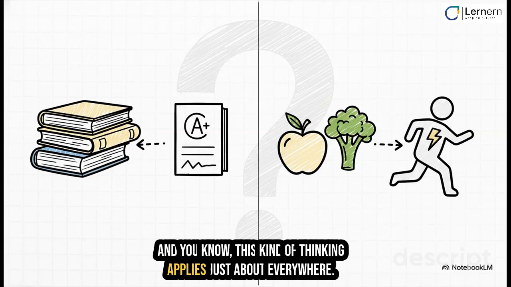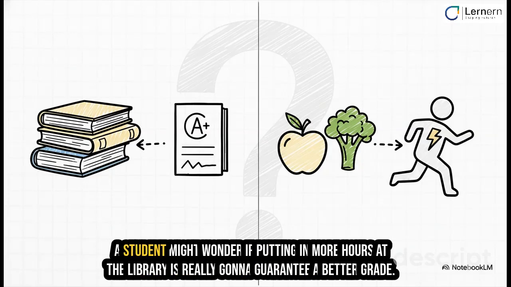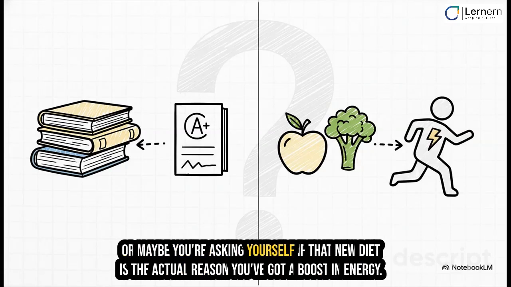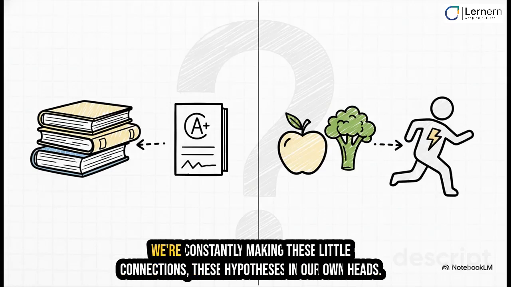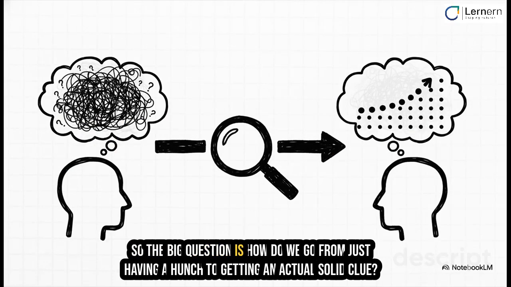This kind of thinking applies just about everywhere. A student might wonder if putting in more hours at the library is really going to guarantee a better grade. Or maybe you're asking yourself if that new diet is the actual reason you've got a boost in energy. We're constantly making these little connections, these hypotheses in our own heads. So the big question is, how do we go from just having a hunch to getting an actual solid clue?